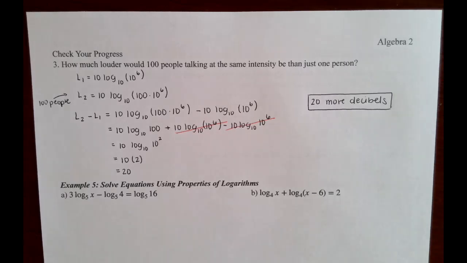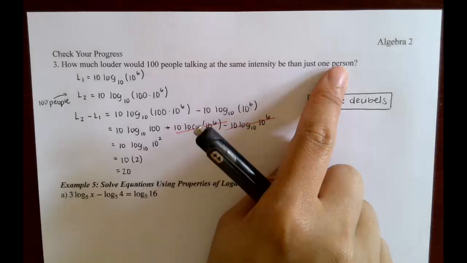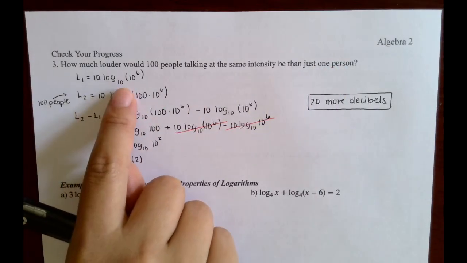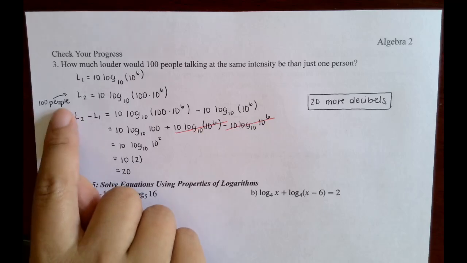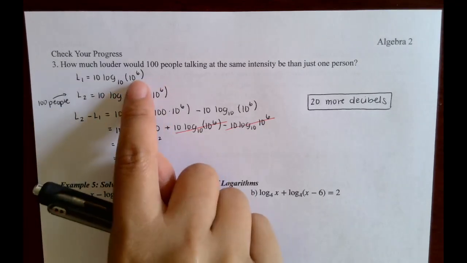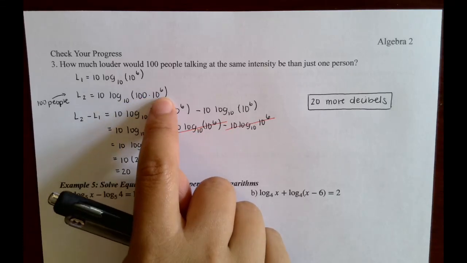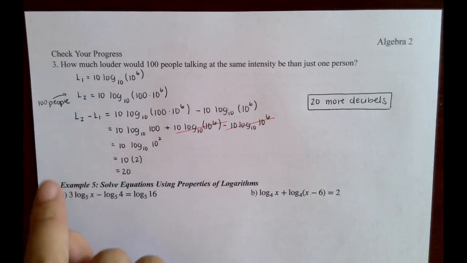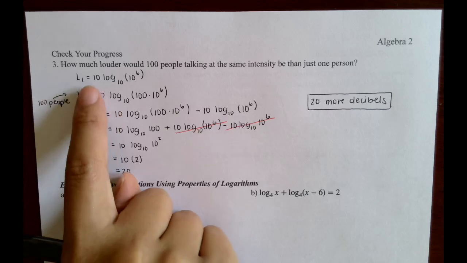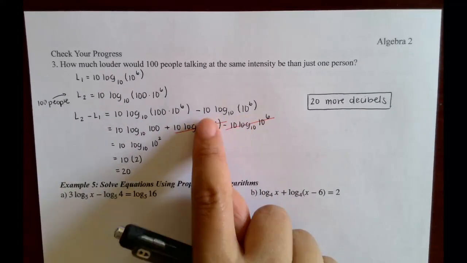So I set it up similarly to the one before. L sub 1 is one person talking, 10 log base 10, and then this is the intensity, 10 to the 6th. Then for 100 people, the thing that changes now is this intensity. It's 100 people talking at that same intensity, so that's why it's 100 times 10 to the 6th. To figure out how much louder, it's going to be 100 person intensity minus 1 person intensity.